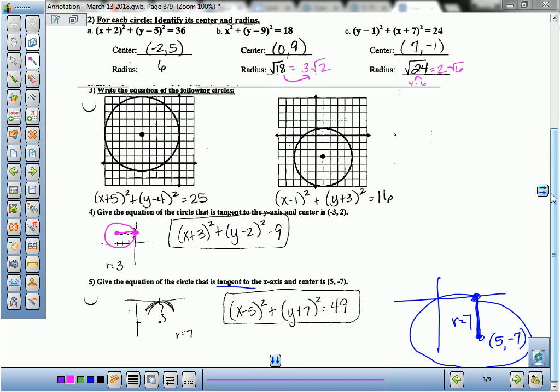Any questions about 4 or 5? I got them all by myself. Awesome.